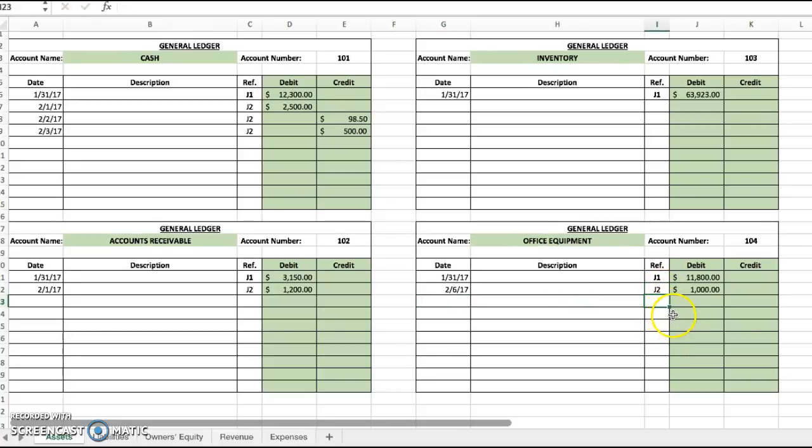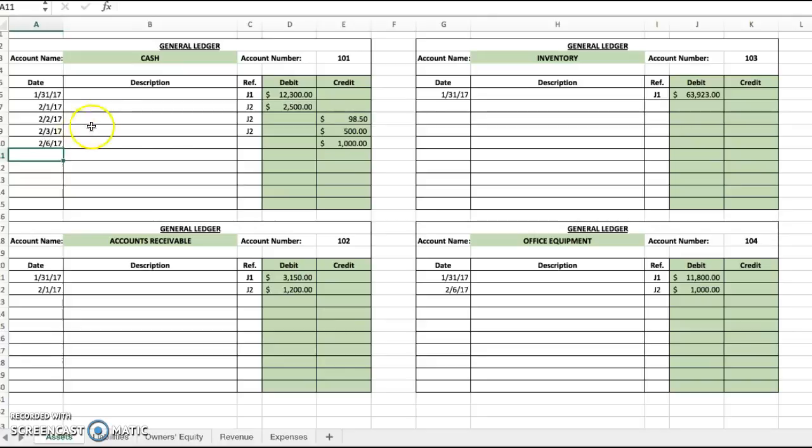And you see that we have now more office equipment. We had 11,800, we added another 1,000. And we bought it for cash, so we always have to go to the credit part of the entry. Cash is credited by 1,000 according to the journal. And that journal page is page 2. So you see cash account used quite a bit, and it typically would be.